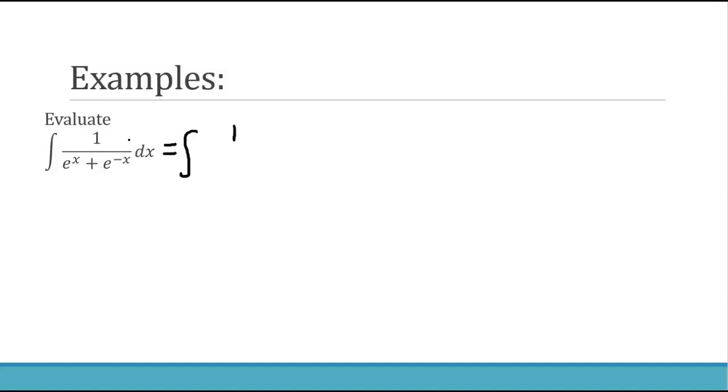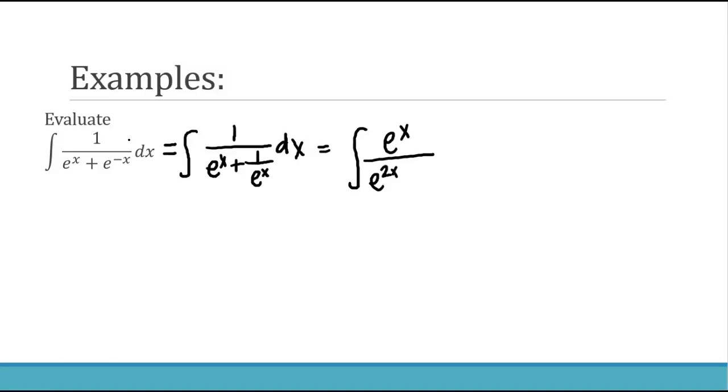So what I have is 1 over e to the x plus 1 over e to the x. So I'm rewriting that e to the negative x as its own little fraction, 1 over e to the x, dx. And then I created a complex fraction, which I can get rid of by clearing fractions, multiplying the top and bottom by e to the x. So I'd get e to the x over, here if I multiply the denominator, both pieces, by e to the x, I'll get e to the 2x plus 1 dx.